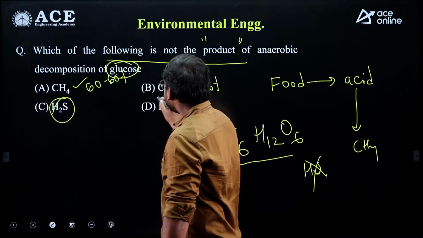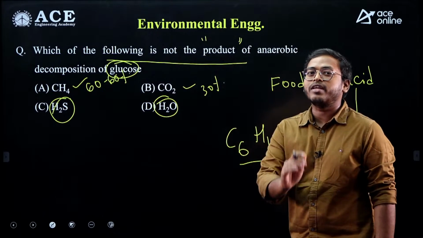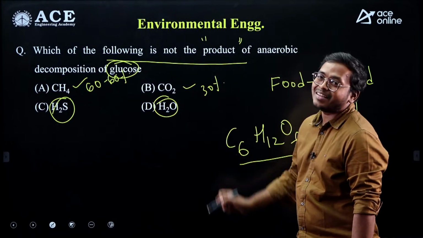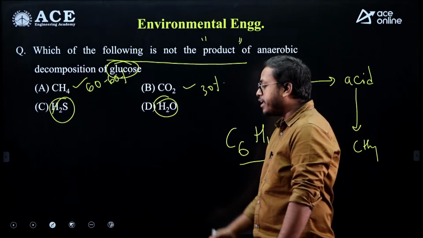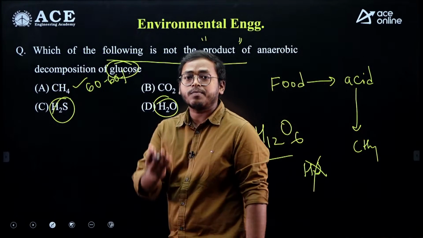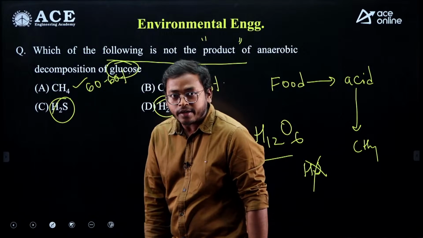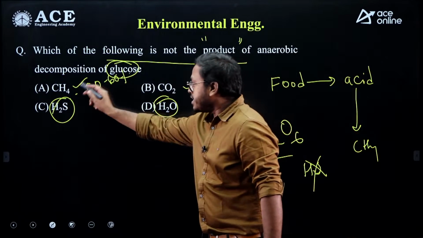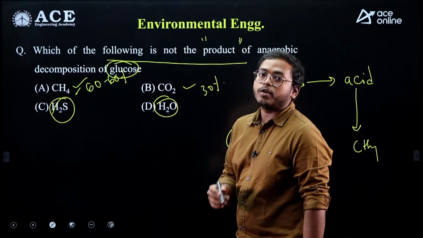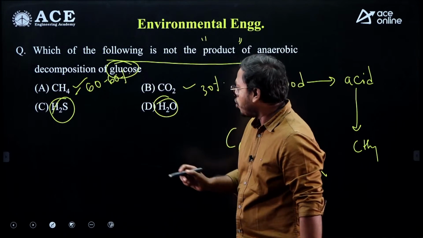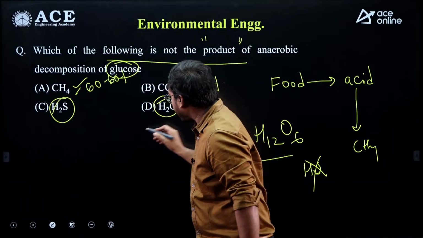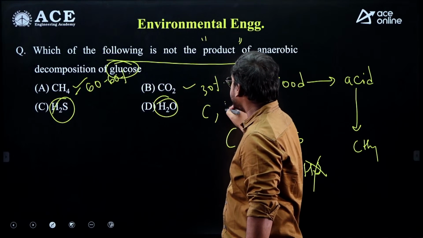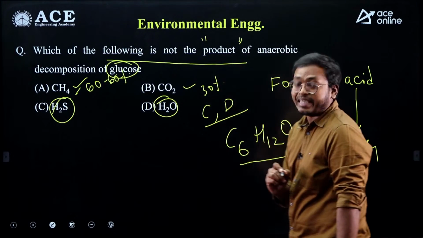And one more thing, H2O. H2O is not the end product. Here he was asking regarding the product. Yes, of course, for anaerobic decomposition you need water. The first step is hydrolysis, so water is required. But the end product will not be water. It will be just CH4, CO2, and you will be getting hydrogen gas. I hope you understood the concept. So the right answer for this question will be option C and option D.